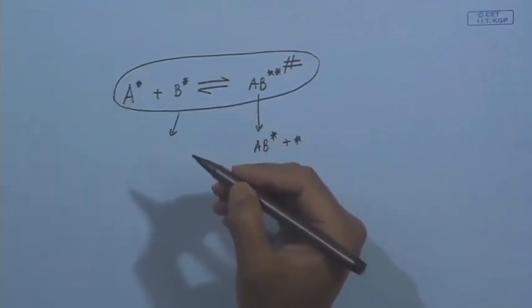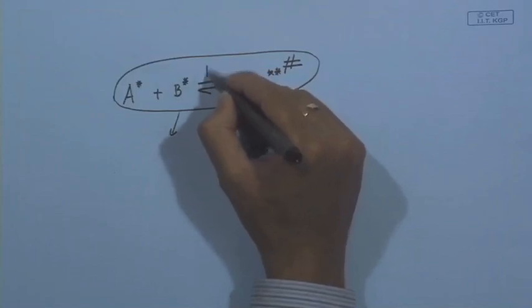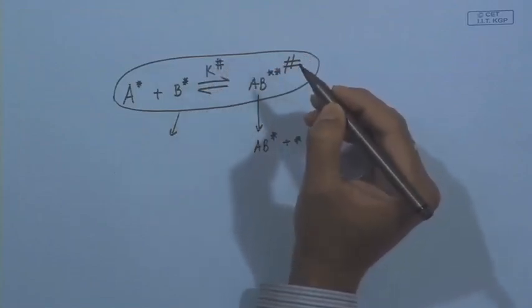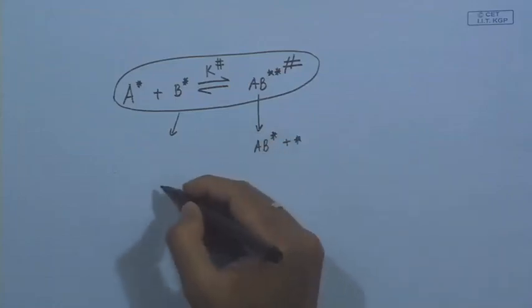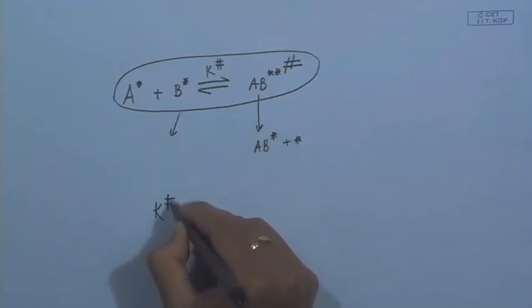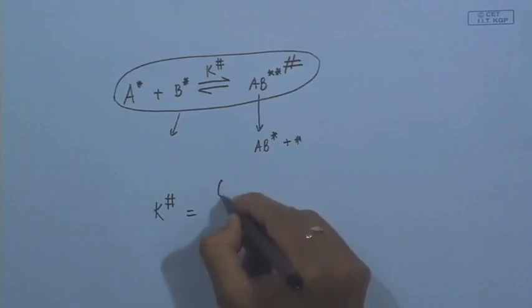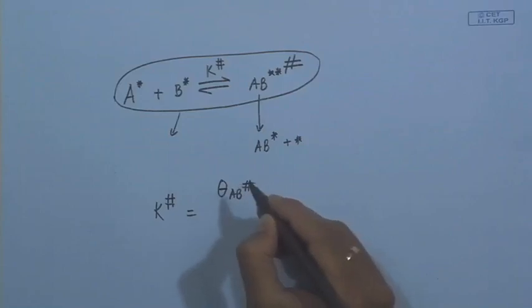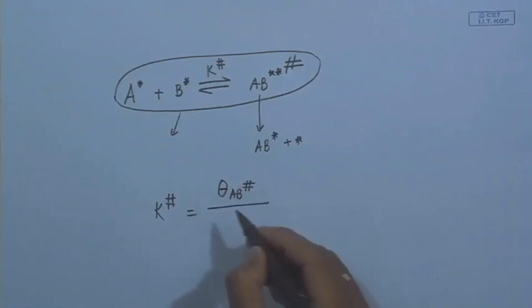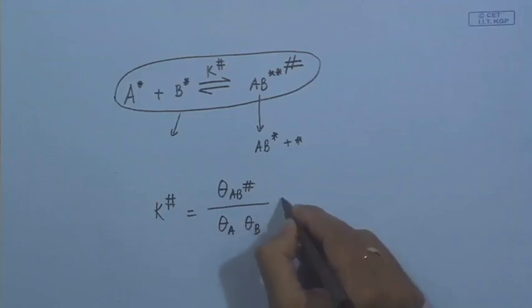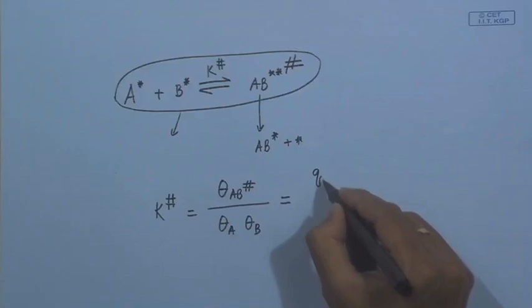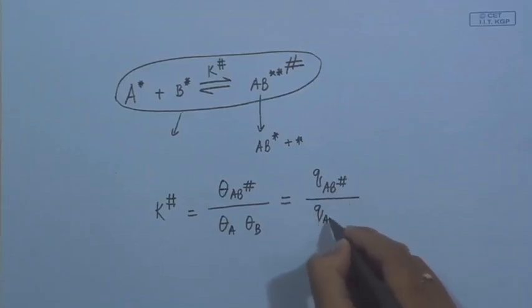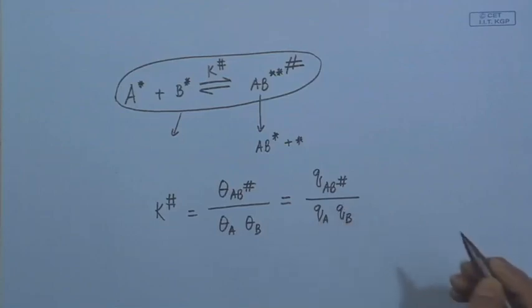That means you have to have one K double dagger, or K pound, or K hatch. So, K hatch will be equal to theta AB, related to coverage theta A theta B, which is nothing but equal to Q AB divided by QA times QB.